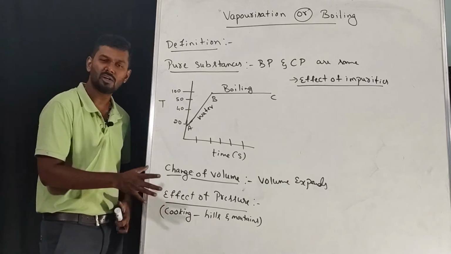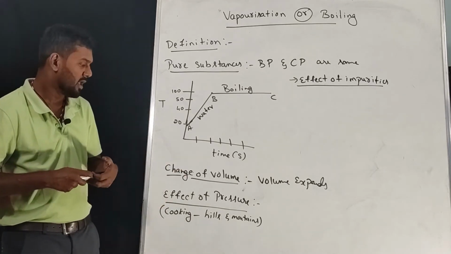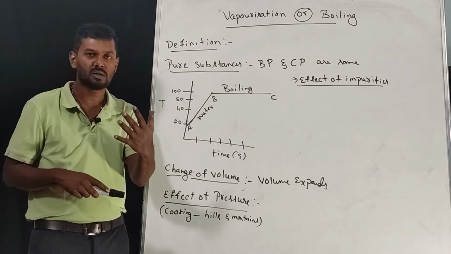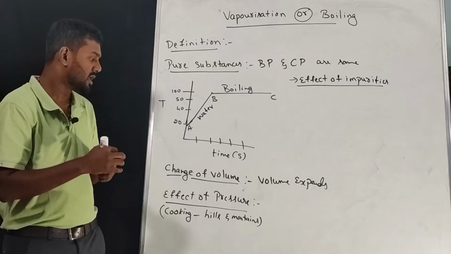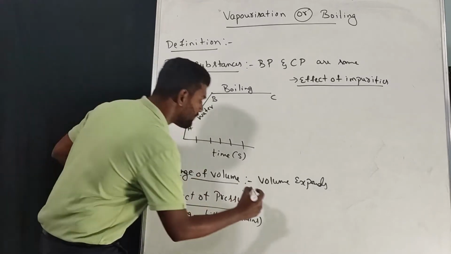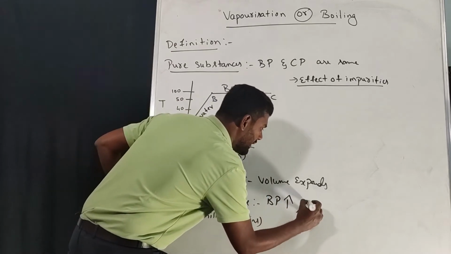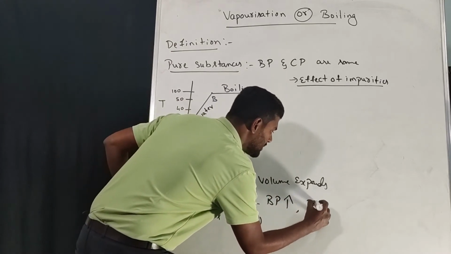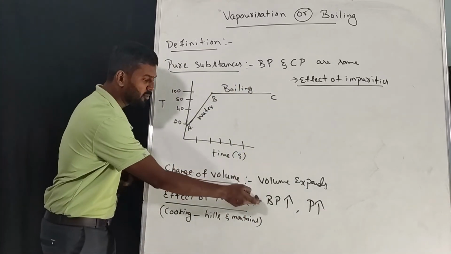Next, effect of pressure. This is a very important concept, because based on this, some applications are there. If you increase the pressure, what happens to boiling? The boiling point also increases. So the boiling point increases with increase in pressure. Keep that in mind. Boiling point increases by increasing the pressure.